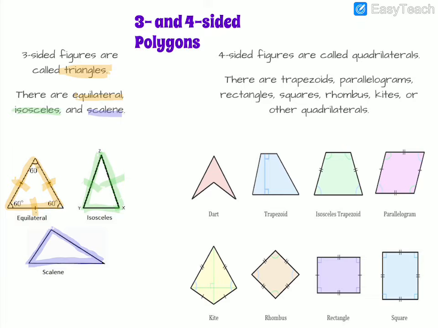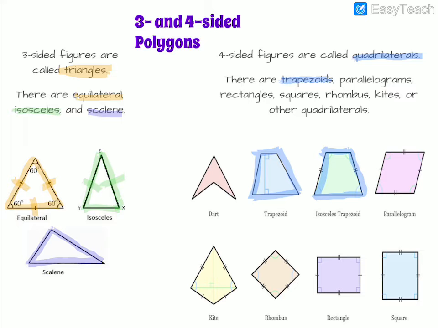All right, next I'm going to talk about our 4-sided figures, which are called quadrilaterals, because quad means 4. A lot of these I know that you've heard of before. We're going to start out with trapezoids. So here we have 2 different kinds of trapezoids. This one and this one.